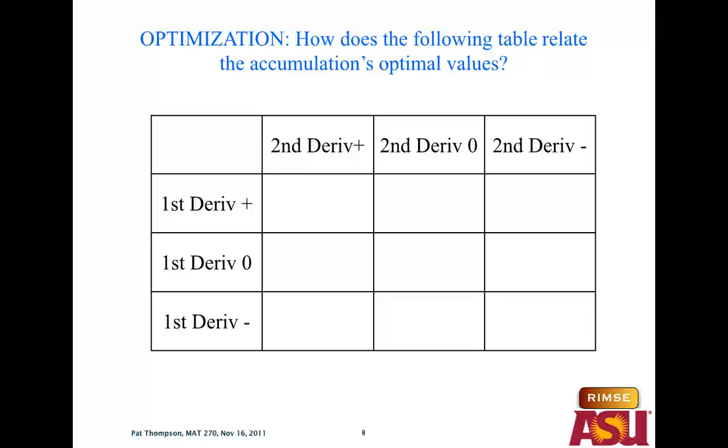What does this table have to do with maximum or minimum values of the accumulation? Why don't you talk about that with someone next to you? Talk about that. What about this table would have to do with finding maximum or minimum values of accumulation?